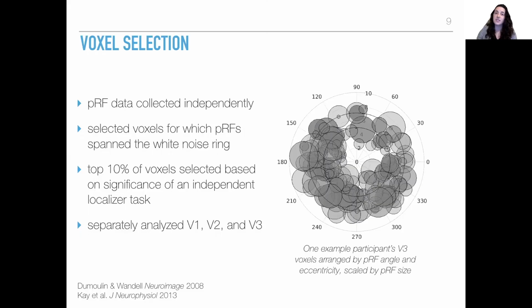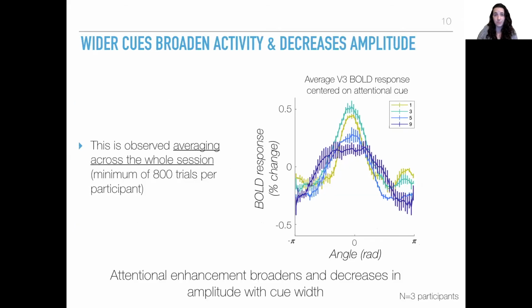For our analysis, we relied on population receptive field, or pRF, data collected for each participant independently. We selected voxels in areas V1 through V3 for which the receptive fields overlapped the white noise ring. In addition, we also selected the top 10% of voxels based on their significance from an independent localizer task. That procedure left us with a set of voxels spanning the white noise ring, as displayed here for one example participant's area V3.